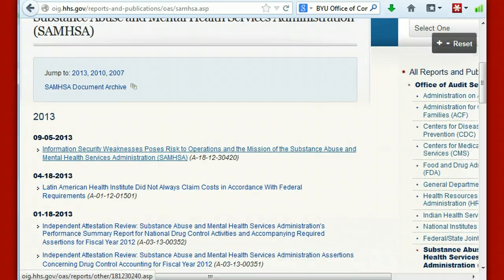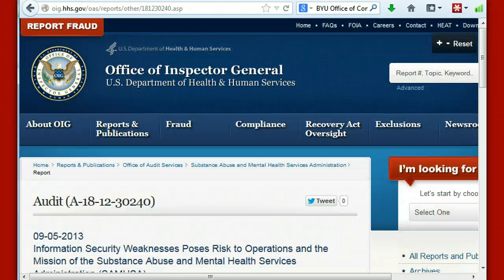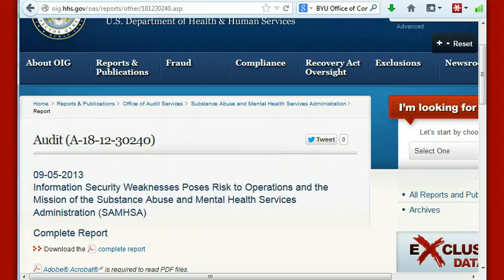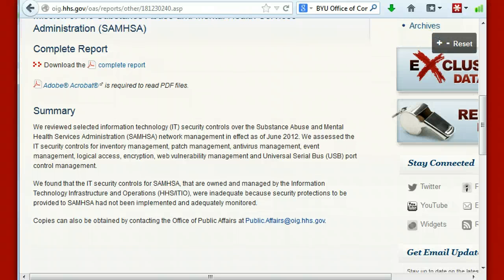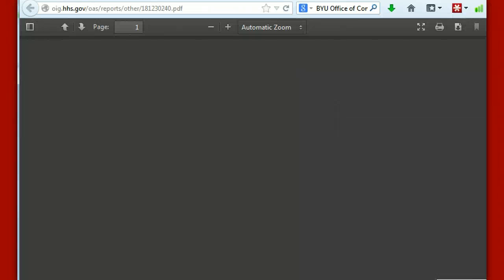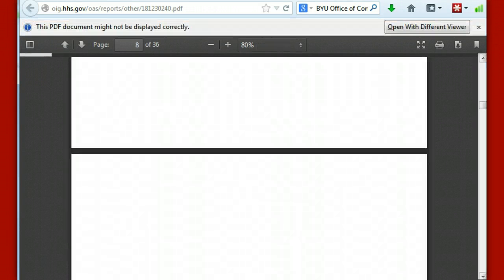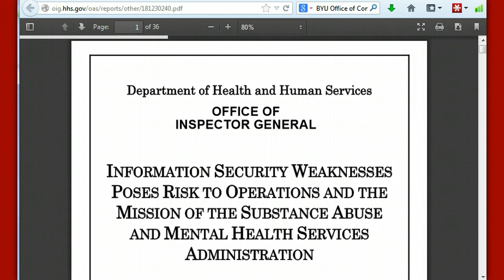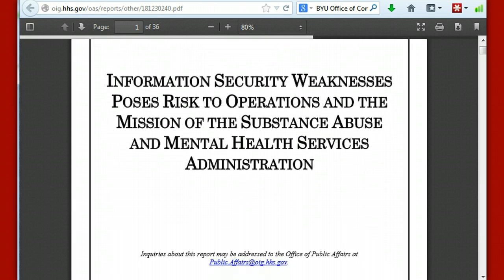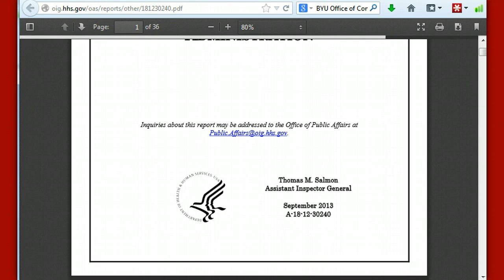There was one recently on information security weaknesses, so taking a look at this one, let's open it up here. It has the audit number. So they do have a summary here, but it's just a good idea to download the entire audit and read through and get used to the ways that OIG, every audit they have is going to look the same. So you can tell what the topic is here at the top, the date at the bottom, and the audit number, which if you're going to be developing an audit tool, you'll want to cite this number.